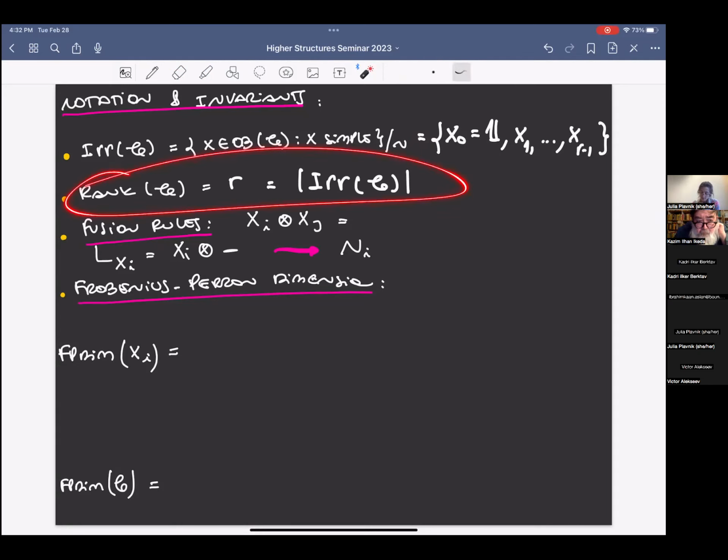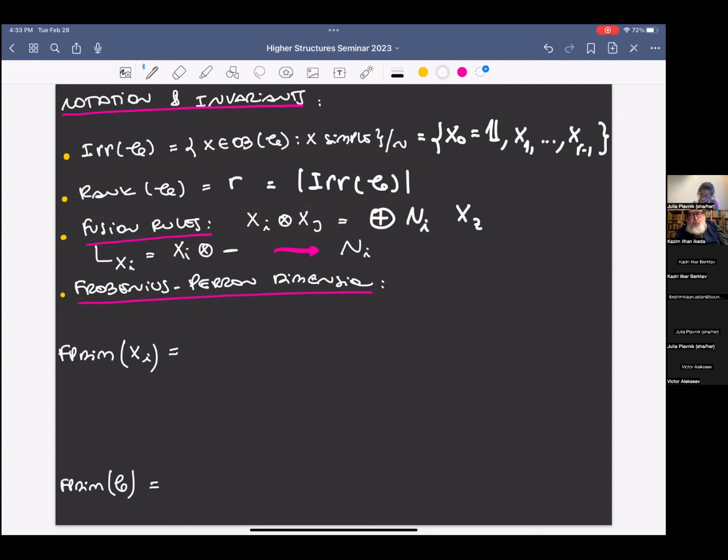And this has been very important. People have been studying classification by rank a lot. So I tell you how many objects I have, and we try to classify using that information. Another very, very important thing that we look at are the fusion rules. If I have 2 objects, in this case I'm looking at simples, but in general, I could tensor them, and I get a new object. But now my category is semi-simple, so I can decompose them as a direct sum of simples, up to certain multiplicity.